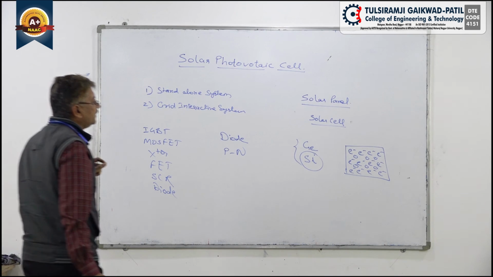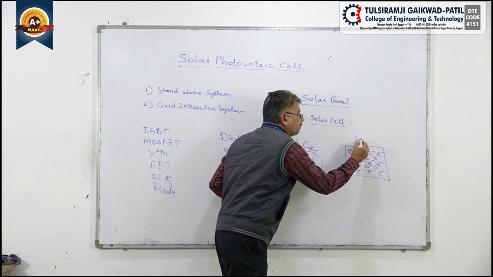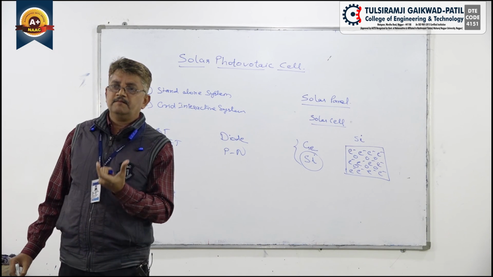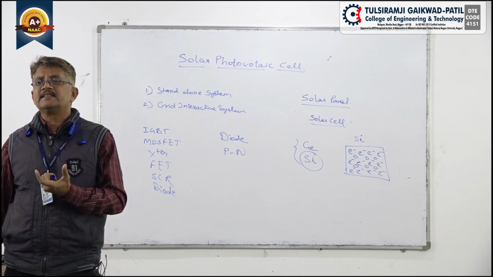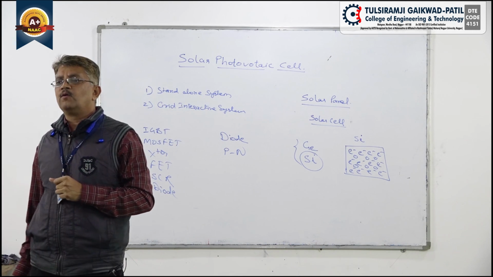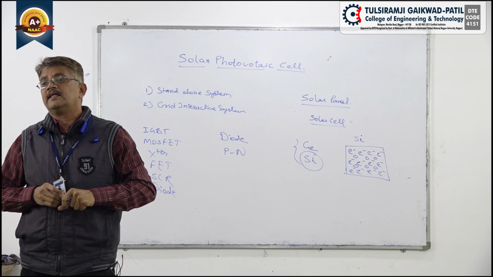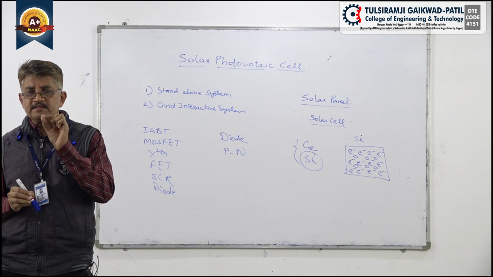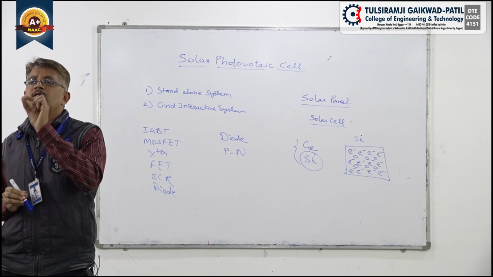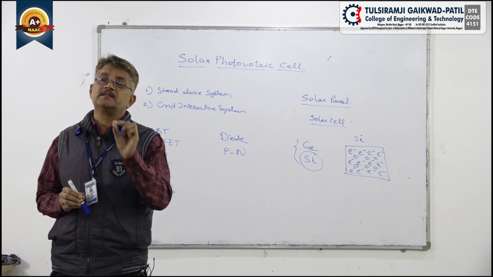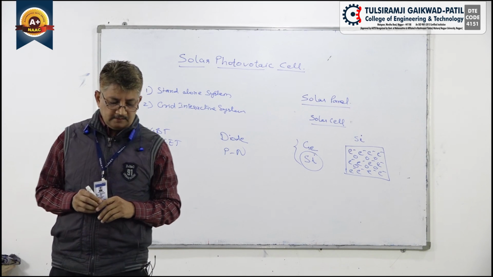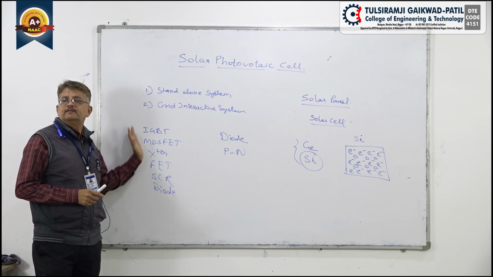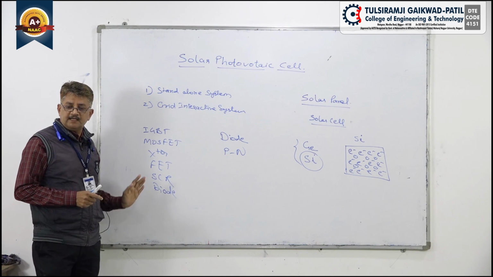When we are considering silicon in its purest form, or if we are considering a crystal, in that crystal we have electrons and holes in equal number. The concentration of electrons and holes is equal. That means the number of electrons is always equal to the number of holes as far as the purest silicon is concerned.